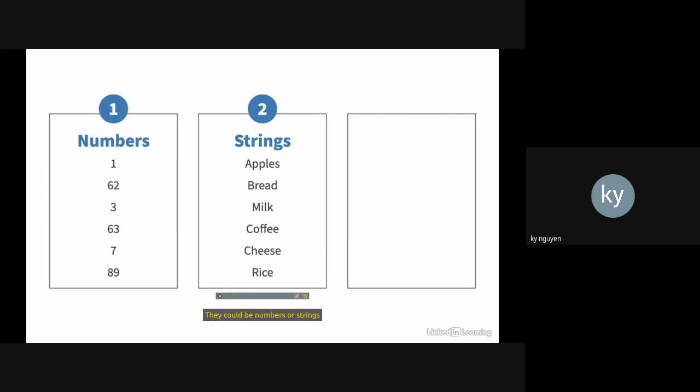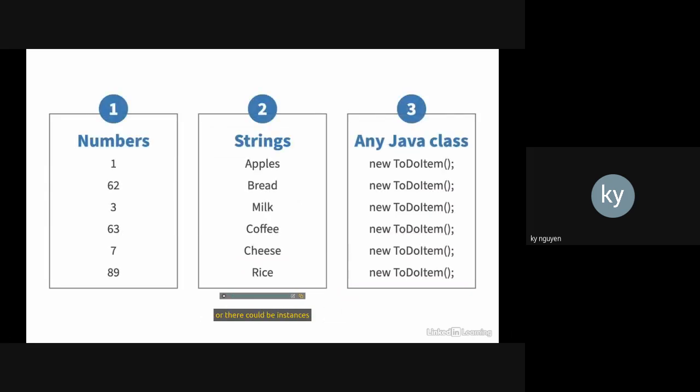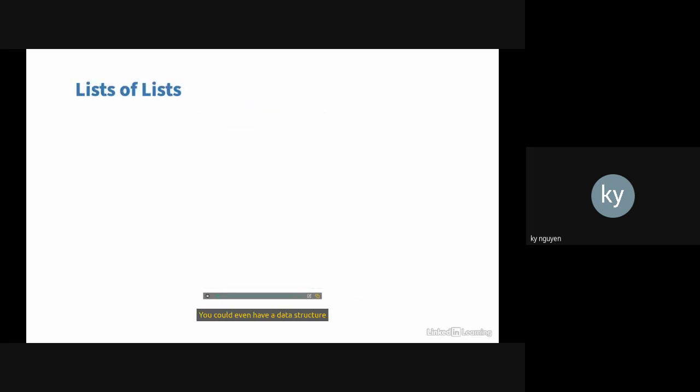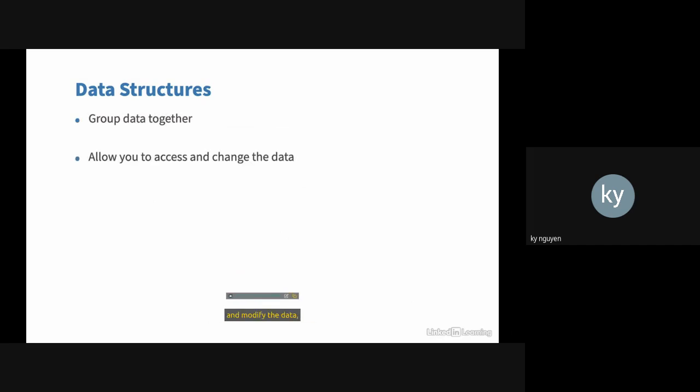The type of data you put in a data structure could be pretty much anything. They could be numbers or strings or booleans or bytes, or they could be instances of your own Java classes. Say you have a to-do item Java class, you could create a data structure and put to-do item objects in there. You could even have a data structure made up of other data structures, for example, a list of lists. Say you have a list of food, within that you could have a list of fruit and a list of vegetables. So data structures allow you to group data together, they give you a way to access and modify the data, and they define the relationships between the data.